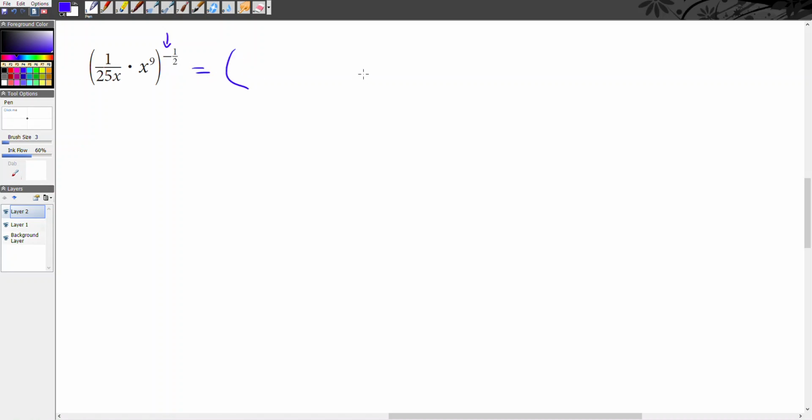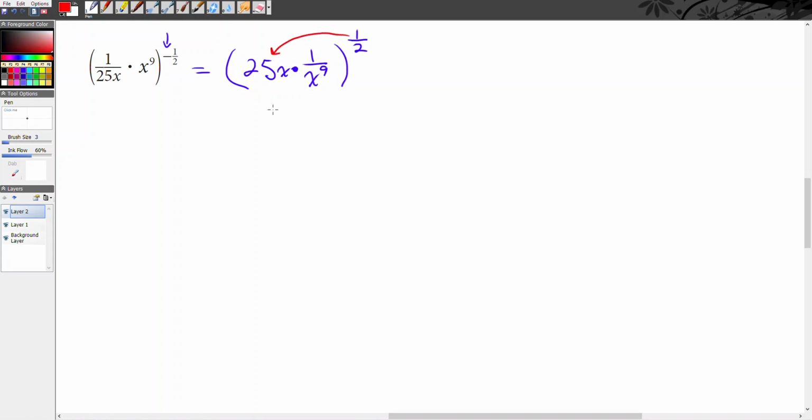So here we go. What's the reciprocal of 1/25x? It is 25x. And what's the reciprocal of x to the 9th power? It is 1 over x to the 9th power. And we're multiplying these. Now that I have the reciprocal, I can eliminate the negative off the rational exponent. So now this is just to the half power. And again, what are we going to do? We are going to distribute. So here we have, what is 25 to the half power?